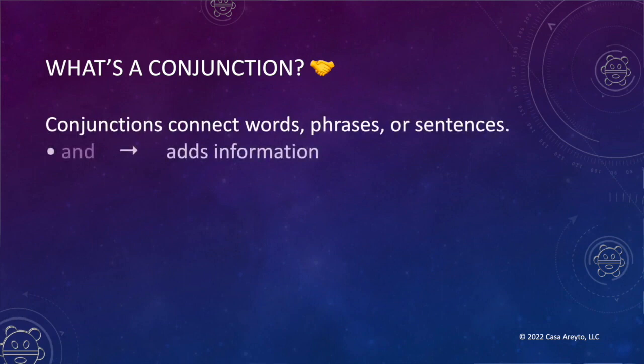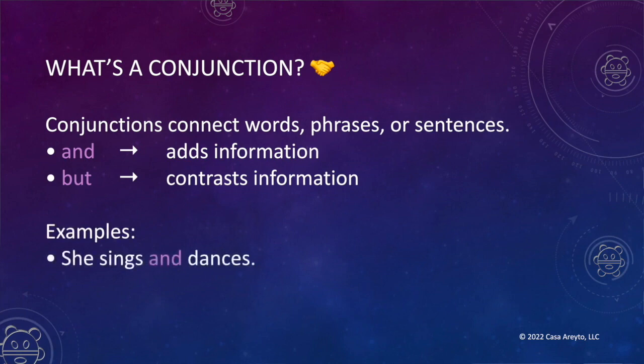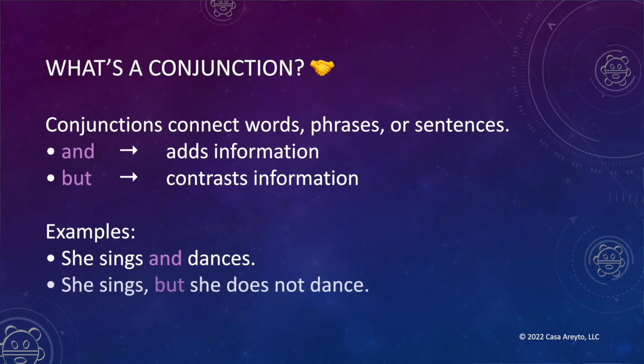And is a conjunction that adds information. Another conjunction you use is the word but, and it is used to contrast information. So let's take a look at a couple of examples. She sings and dances. That means that the dancing is added to the singing. In the second example, she sings, but she does not dance. The conjunction but contrasts information that follows. So, dancing is not something that she does.